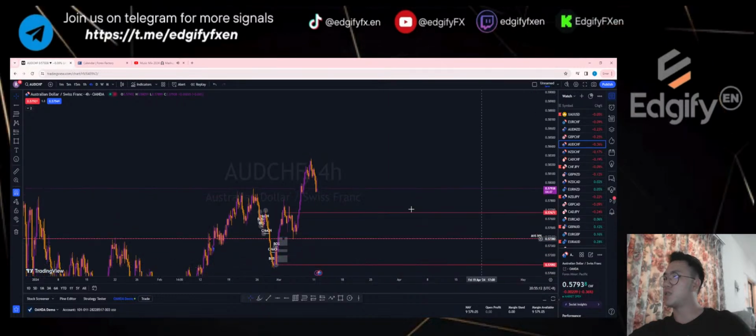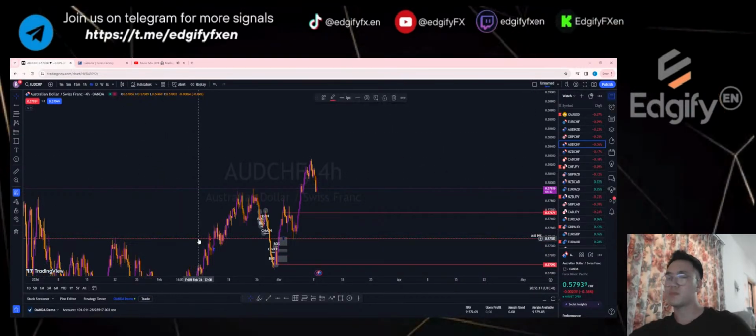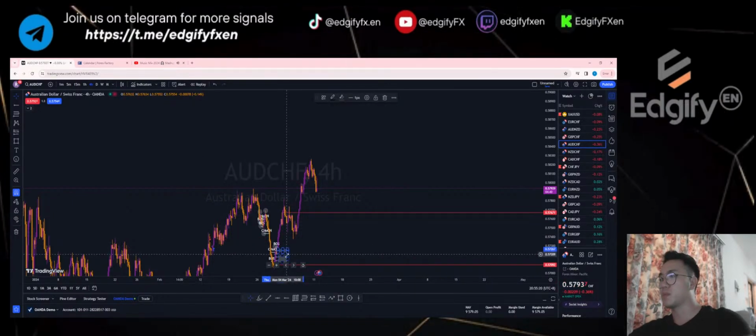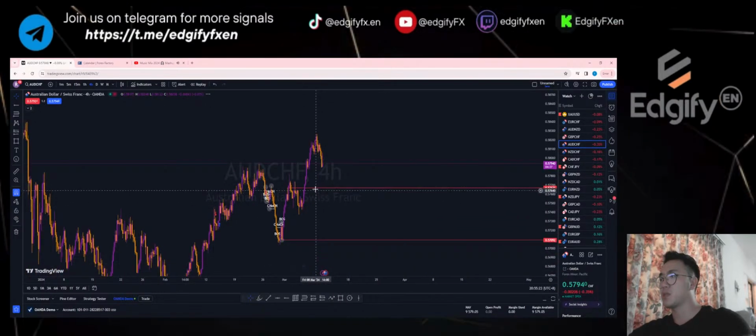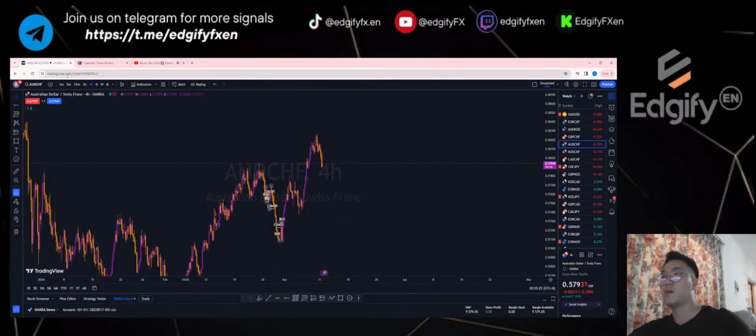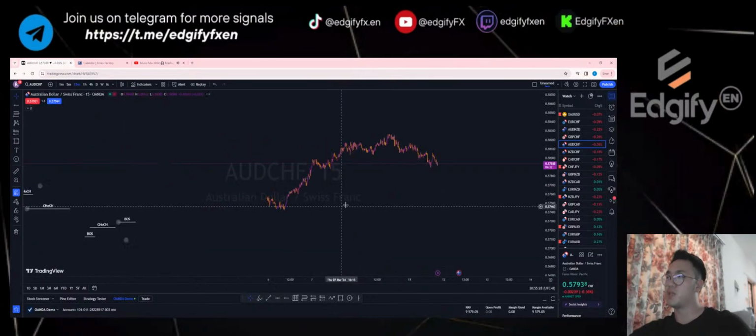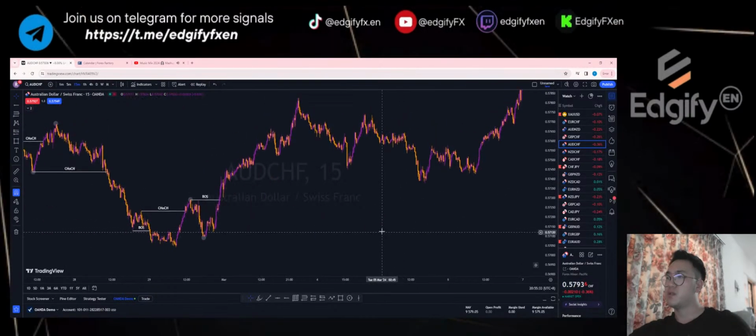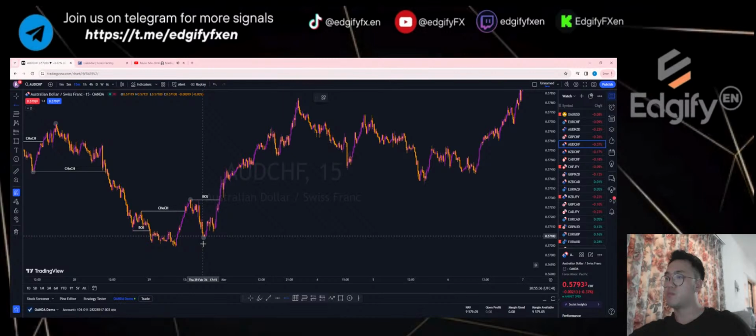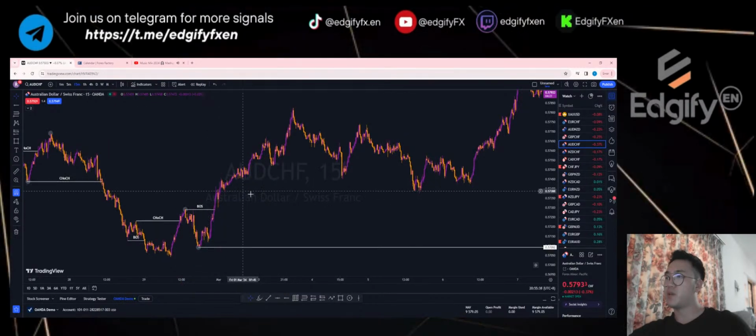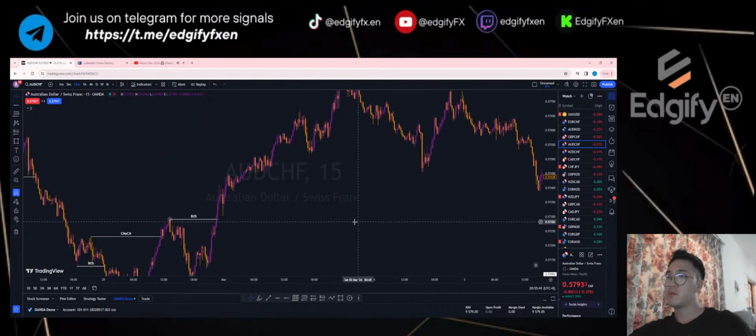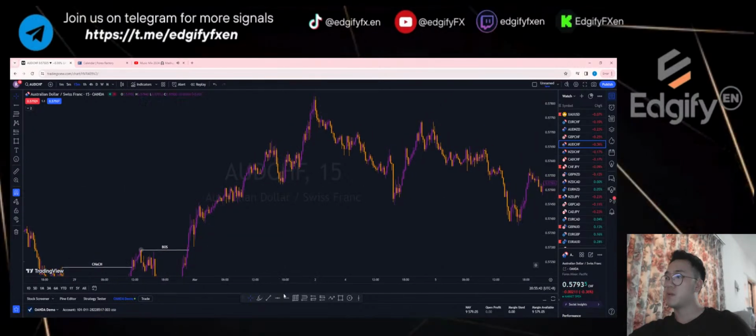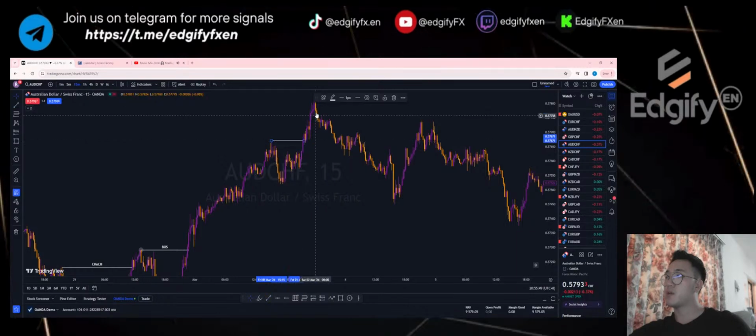AUD CHF, we can see that it's definitely moving towards the downside. Let's look at the 15, then it will be clearer. We just continue from where we left off here. This is my low. I don't have a retracement. So then I have this low. This is a break.